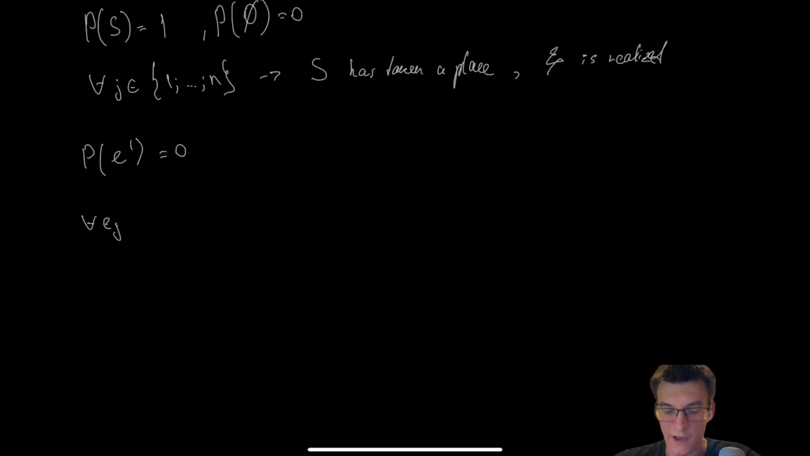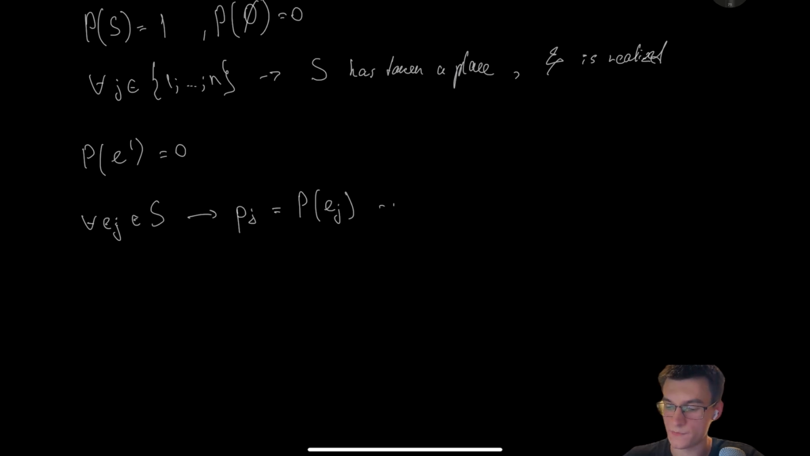That said, for every possible elementary event of our sample space, we have a corresponding number, which is called Pj, which equals P of Ej, which equals the actual probability of this event. This is called the probability.